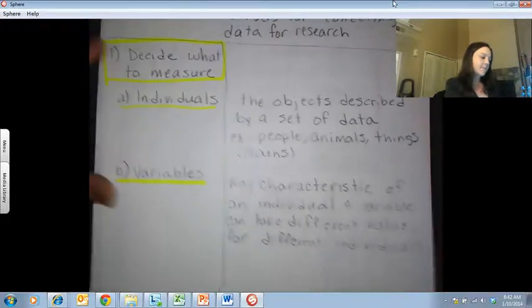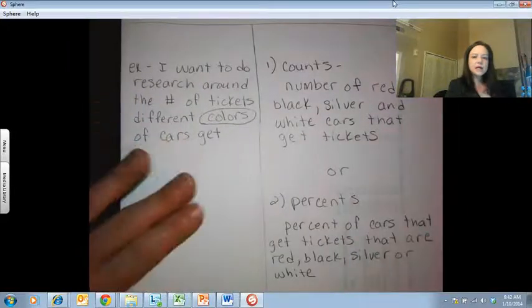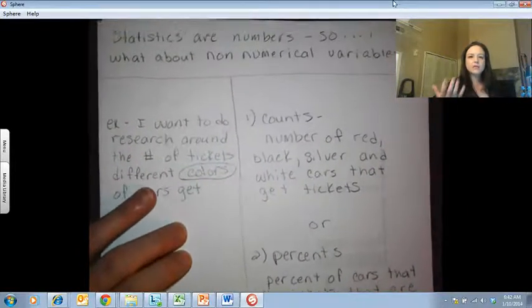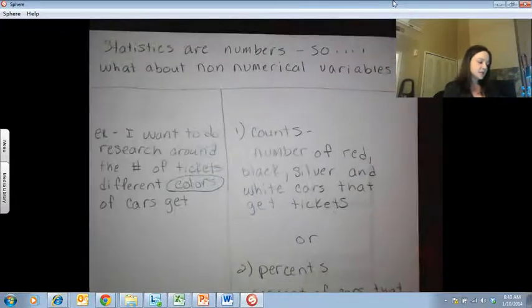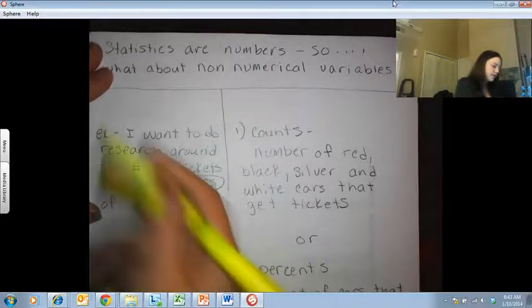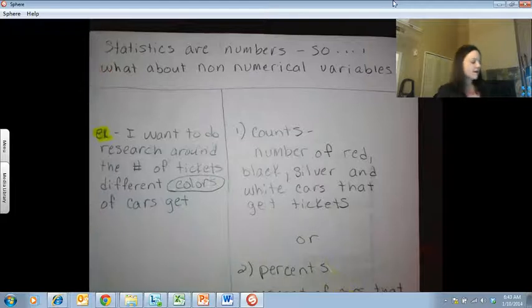And when you come back, we're going to talk about if we are looking at hair color, if we are looking at eye color, or anything that's not a number, how do we measure that, right? Statistics are numbers, so what about non-numerical variables? For example, here, I wrote down, if I wanted to do research around the number of tickets that different color cars get, right? Somebody used to say, you're more likely to get a ticket if you drive a red car. And I used to have a red car, so I would like to know if that was true.